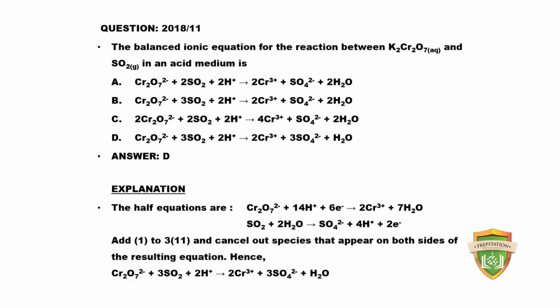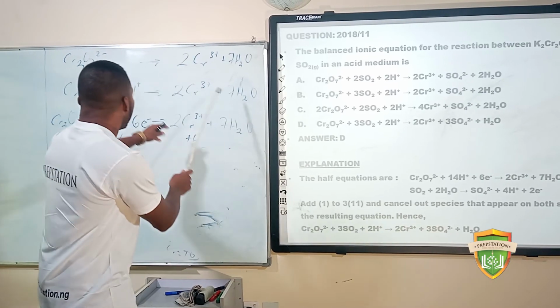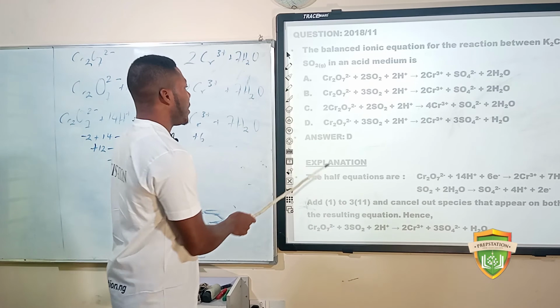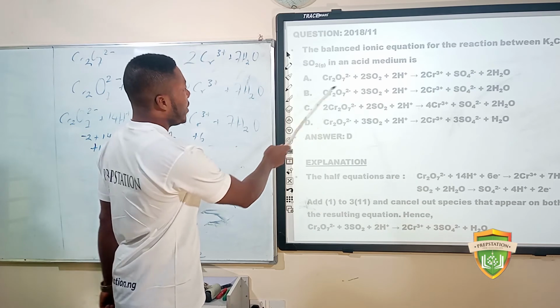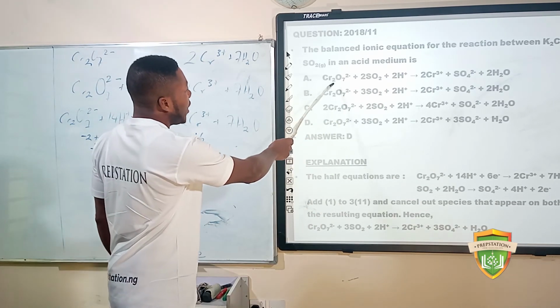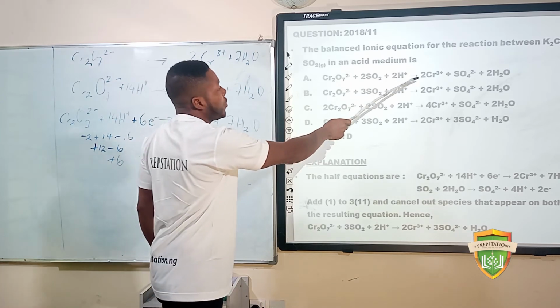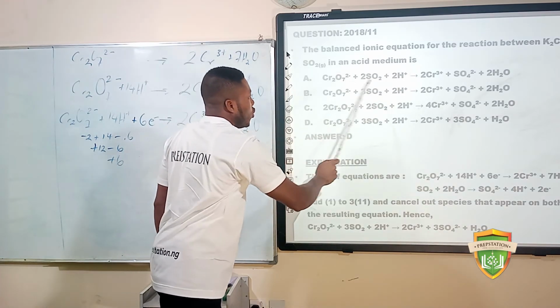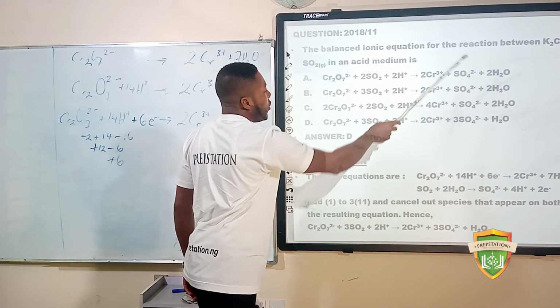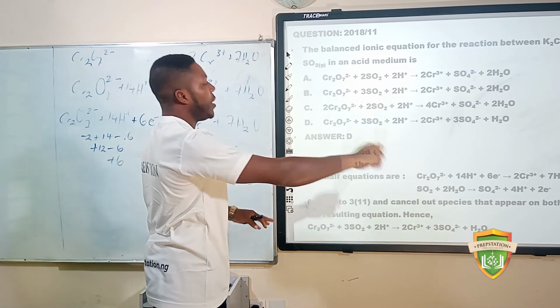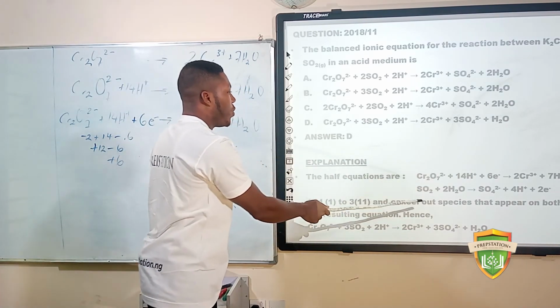2018 question 11. The balanced ionic equation for the reaction between K2Cr2O7 and SO2 in an acid medium is, don't forget, an acid medium. If you pass through this stage I'm showing you, you will notice that the answer they will give us is D. So break this equation into your various half equations. From Cr2O7 2- to 2Cr3+ is your reduction. You balance it accordingly. Then from SO2 to SO4 2- is your what? Oxidation. Balance it accordingly.